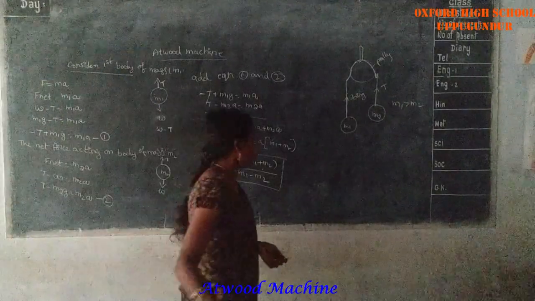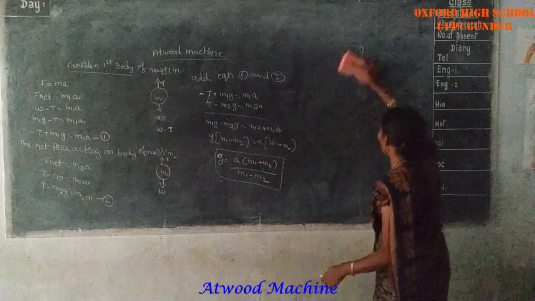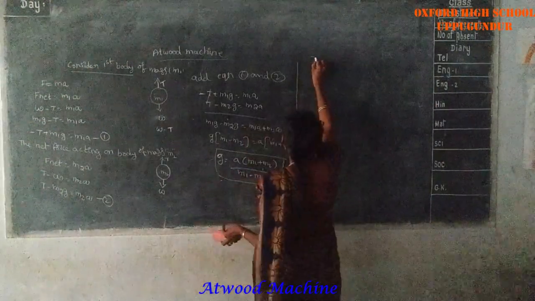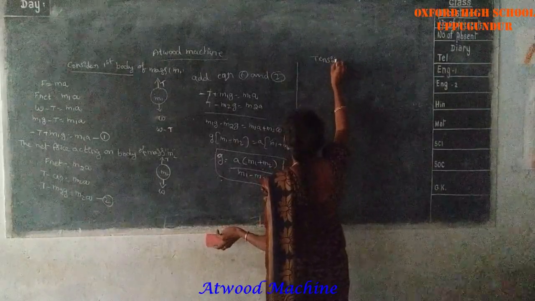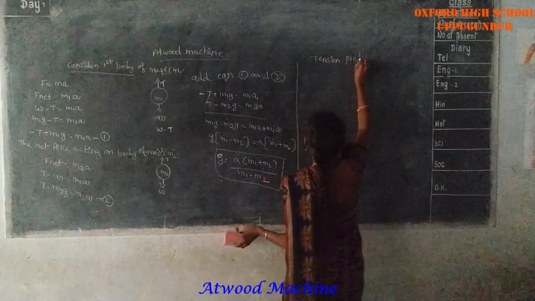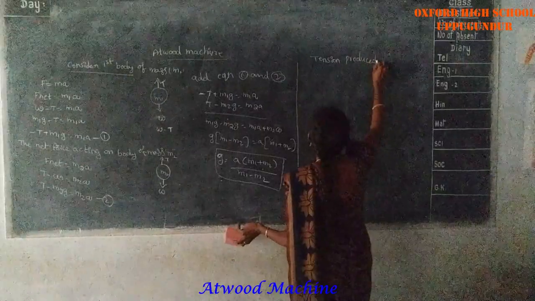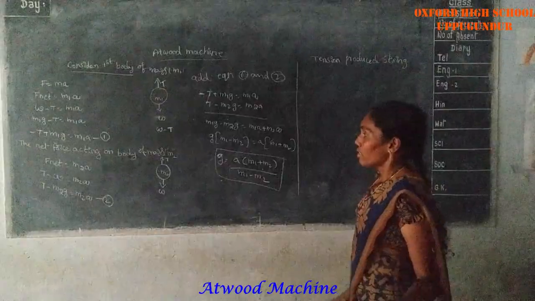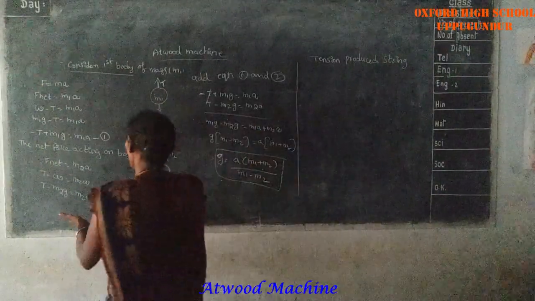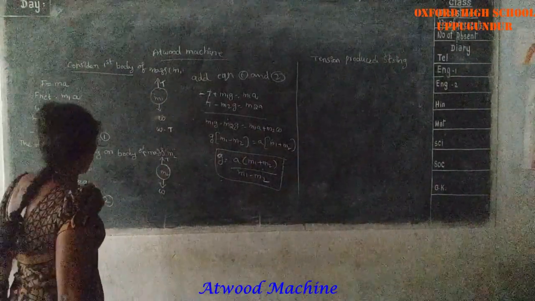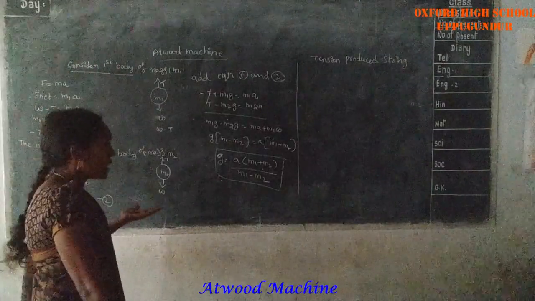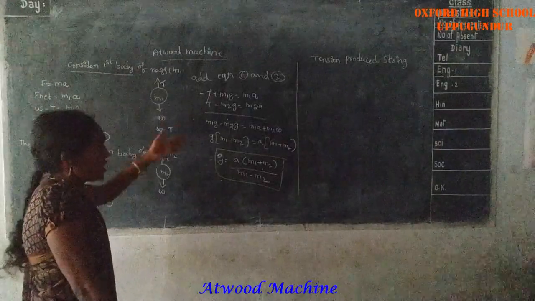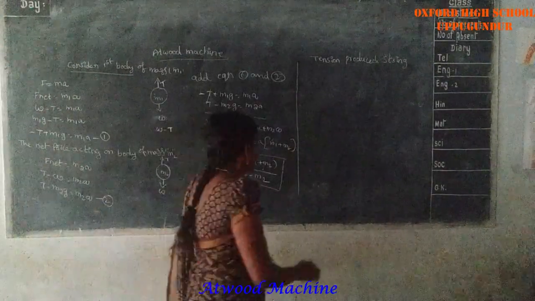See the next one: to find the tension produced in the string. Look at equation number 1 or equation number 2. We have to substitute the G value in any one of these equations, and then we can easily identify the tension produced in the string.